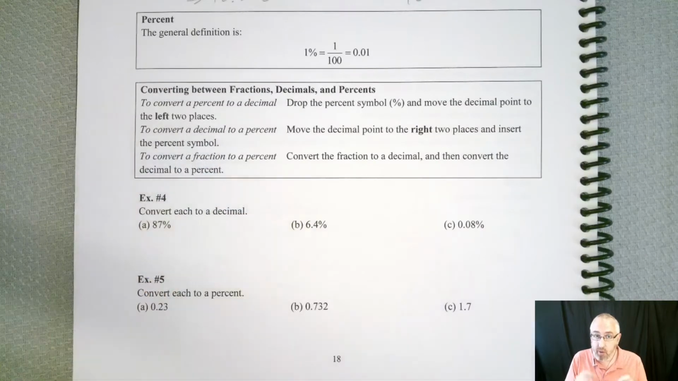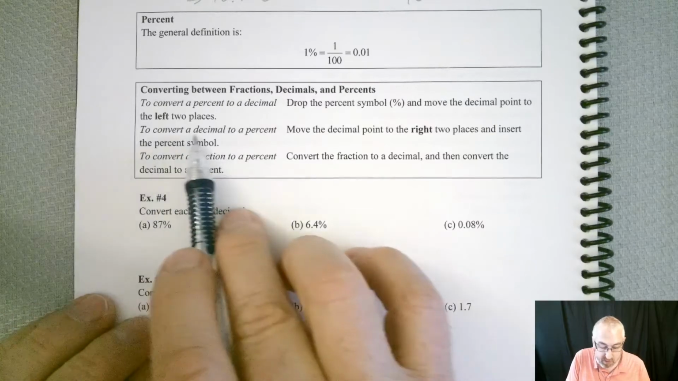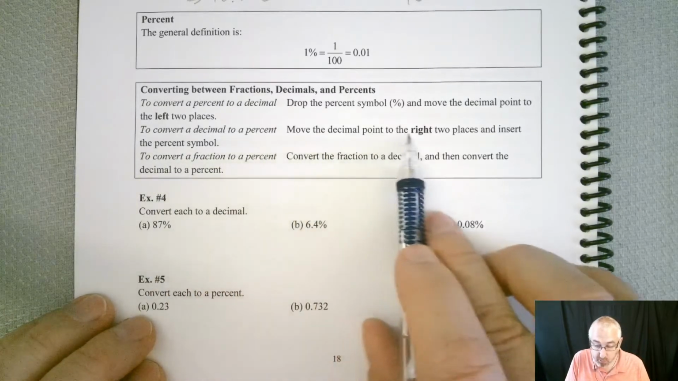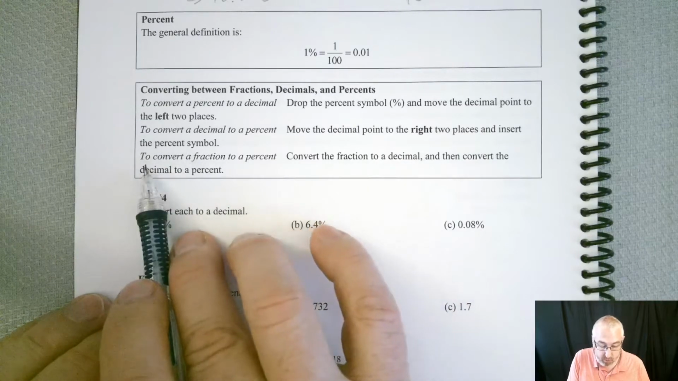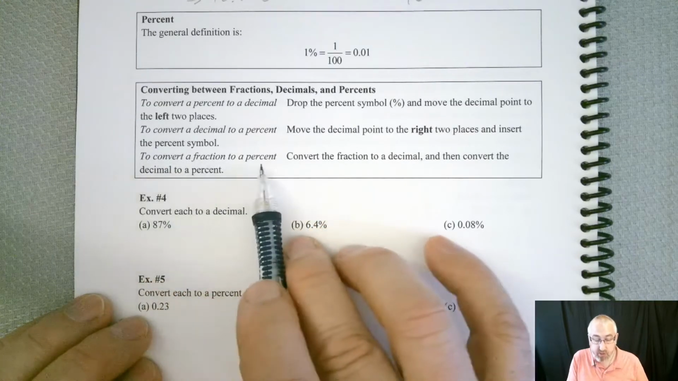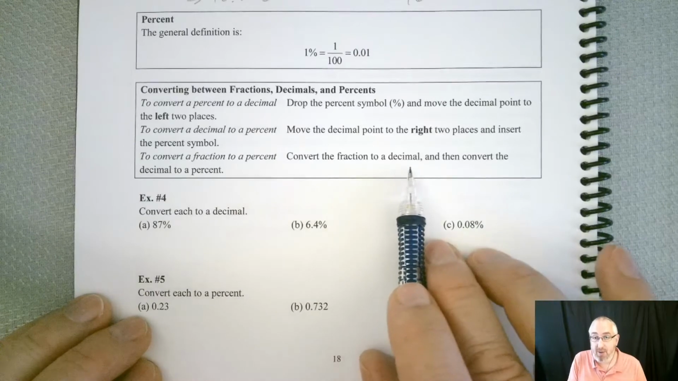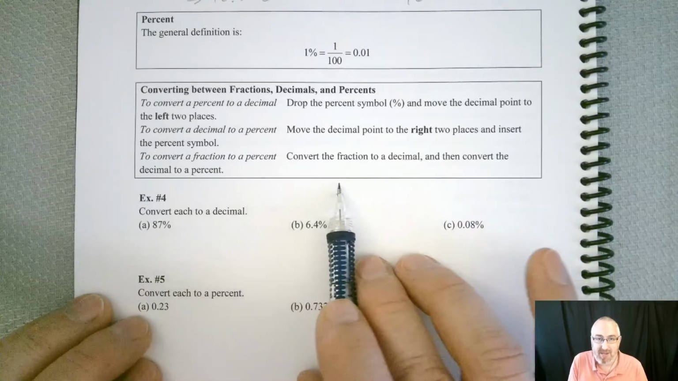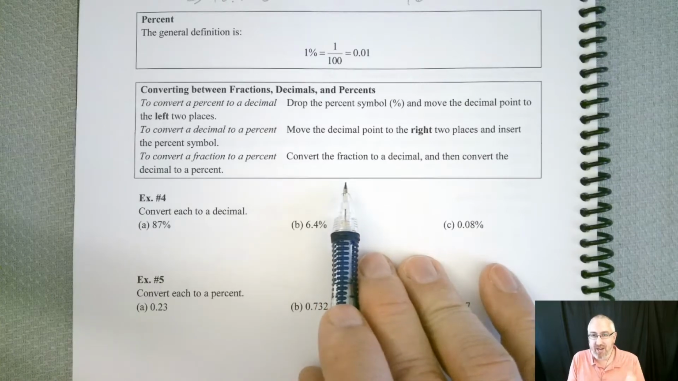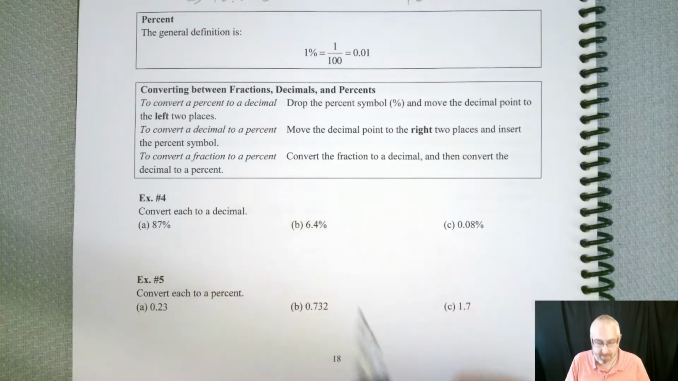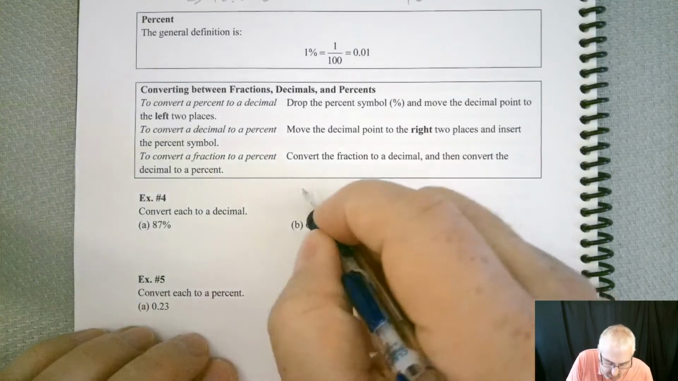So I'm going to show you a little trick that I use to help me remember which way we're moving it. So to convert a decimal to a percent, move the decimal point to the right 2 places and insert the percent symbol. And then the third one we're looking at, to convert a fraction to a percent, convert the fraction to a decimal, and then convert the decimal to a percent. So this one's kind of a cheat because we're using that process to change a decimal to a percent in there. Now, a little diagram that I've coined over the years looks something like this.